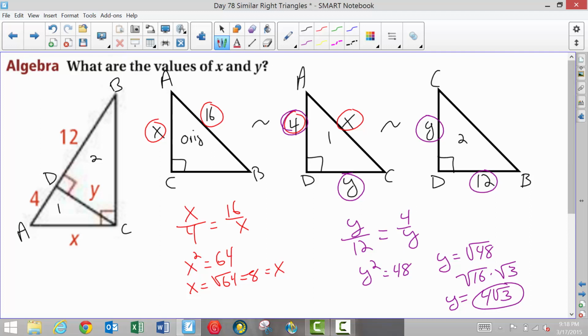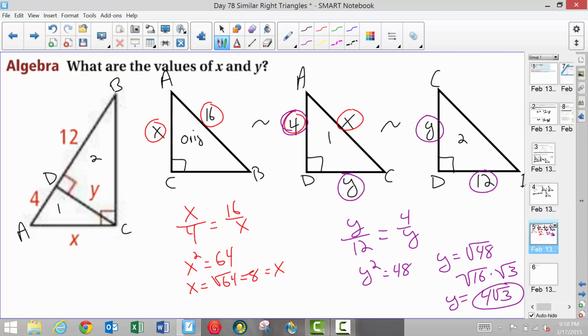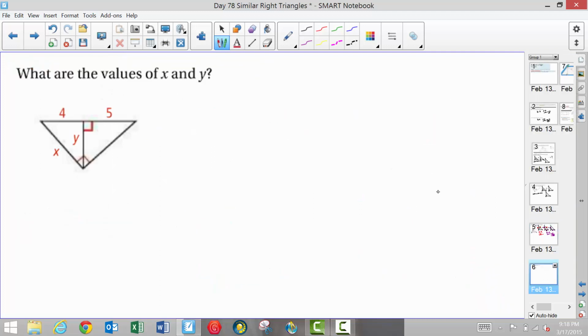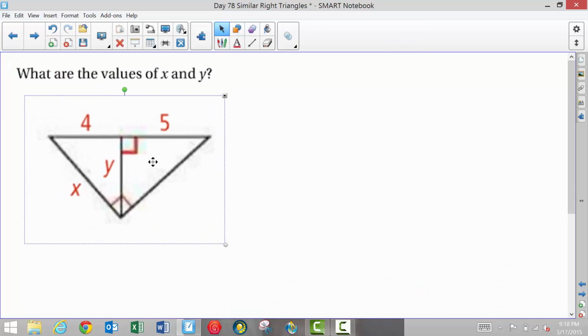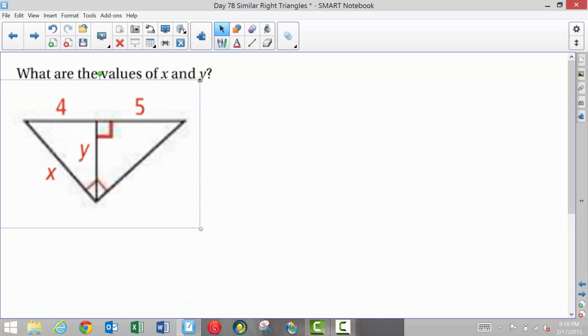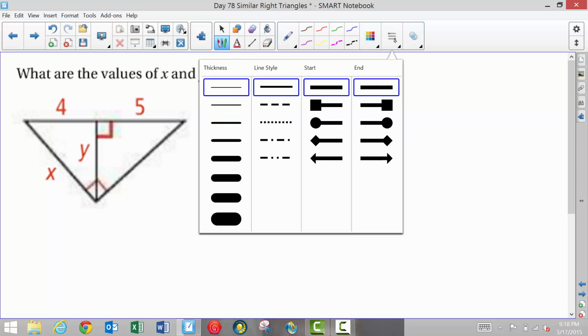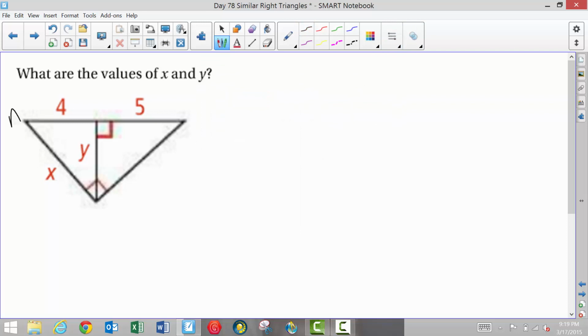Let's try another example. Solve for x and y. Well, first of all, you have to know that you have a right triangle and you have an altitude going to the hypotenuse of a right triangle. Therefore, you have three similar right triangles. So the first thing I'll do is label my original right triangle. So I have A, B, C, D.